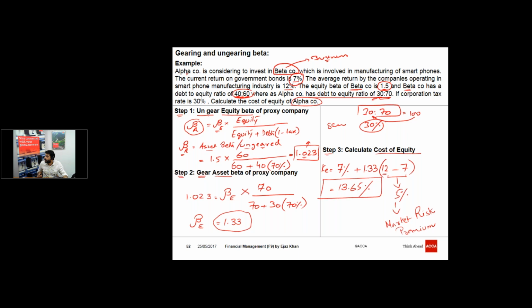Proxy company, Taha, means, for example, if we are planning to start our business of manufacturing cement, and we don't know what business risk we will have. So what we do is take a similar company involved in cement manufacturing, which has the same level of operations as we are planning to have. That company will act as a proxy company, meaning we just take the business risk of that company as our business risk. So we are using a similar type of company, and we're using its information for our sake. So it will be acting as our proxy company.